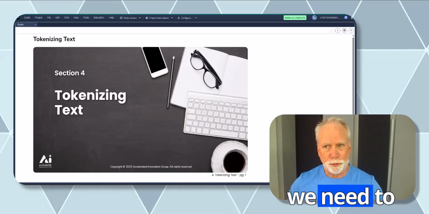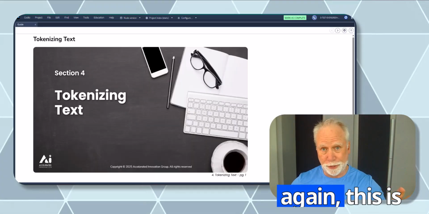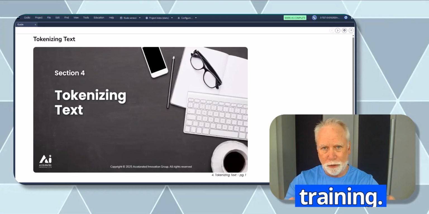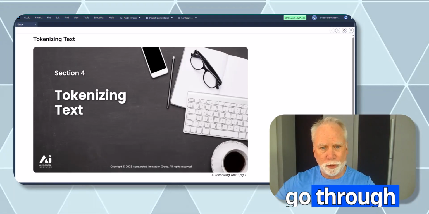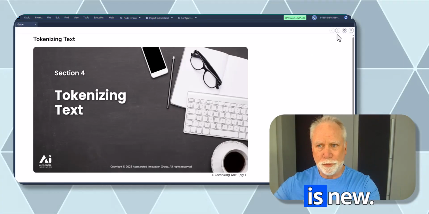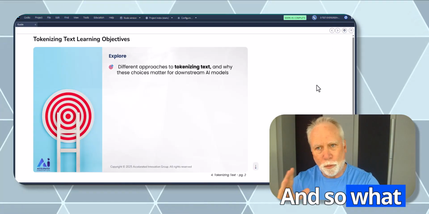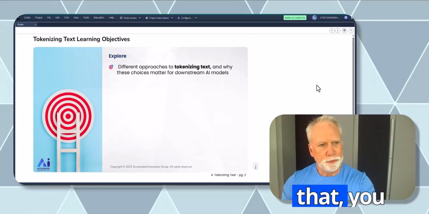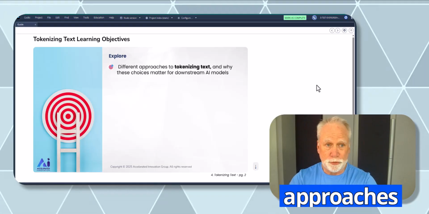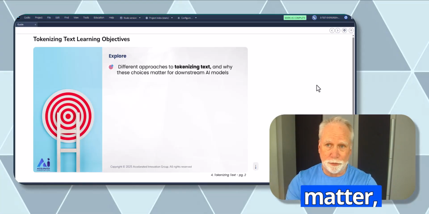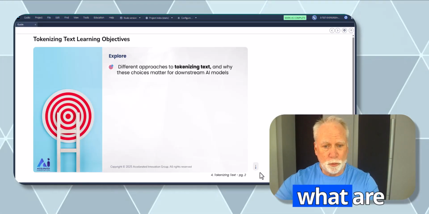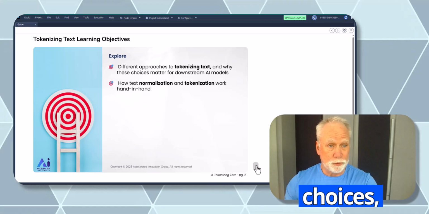So, one of the things that we need to be able to understand, and again, this is in a series of training that we do, but let's talk about what it means to tokenize your text, right? What we're going to learn in this section is that there are different approaches to doing this, and those choices matter downstream, right? So what are those choices, and why do we care?